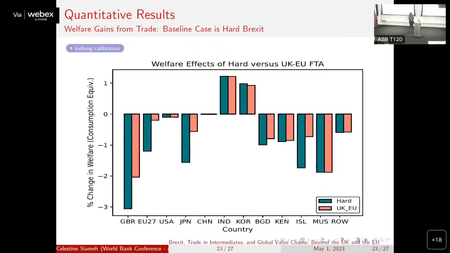Now, when we look at the effect of the hard Brexit and the UK-EU FTA, we can see that the pattern is the same. They have the same pattern, but with the hard Brexit, there was a very high loss compared to the current Brexit, which is the UK-EU FTA.